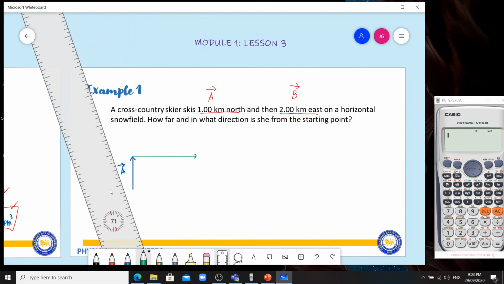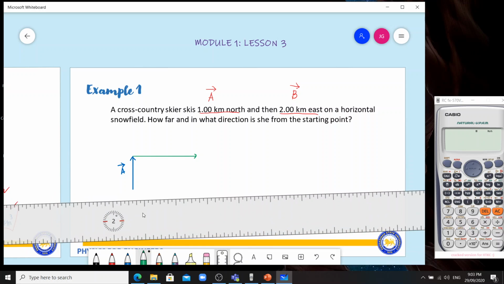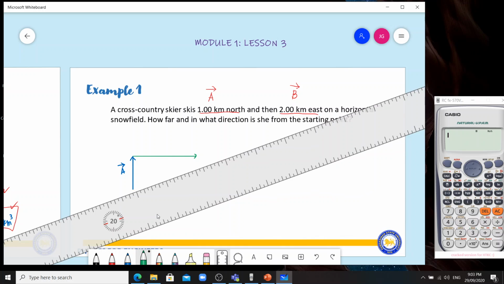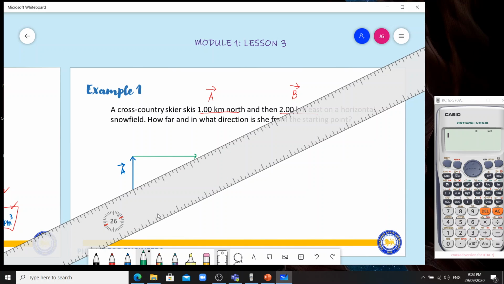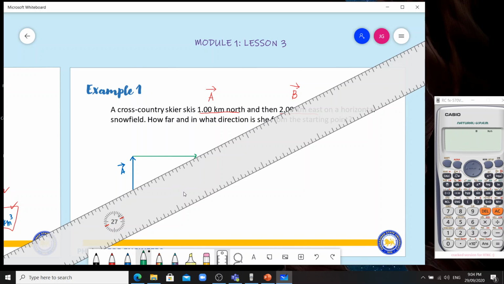Okay, so ano daw direction from the starting point? So, di ba from head to head, tapos gagawin natin ay head to tail, from starting point tayo going to the yan. So, kung ito yung 0 natin, for example, going tayo doon. Yan. Gawin nating red. Ito yung resultant.